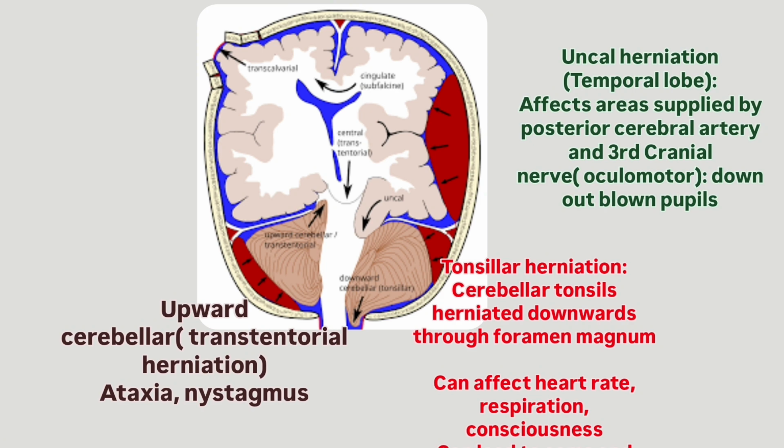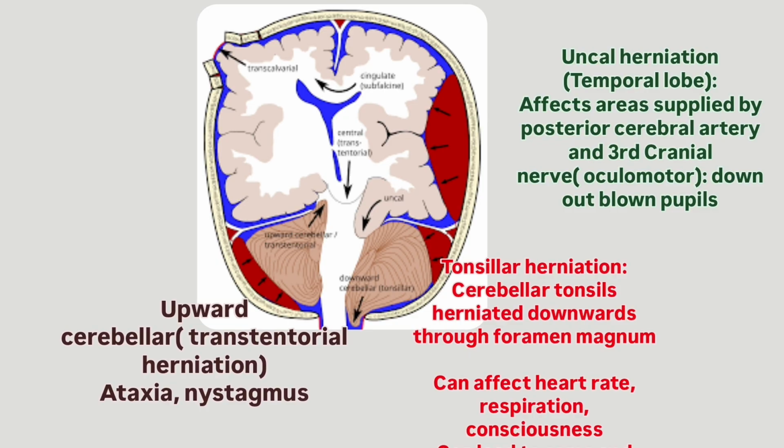Another one is the uncal herniation, which is the herniation of the uncus in the temporal lobe below the tentorium cerebelli. It affects the area supplied by the posterior cerebral artery and the third cranial nerve, that is the oculomotor. So it causes down and out blown pupils.